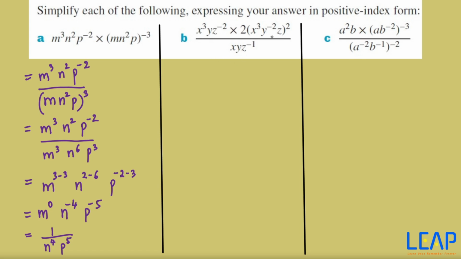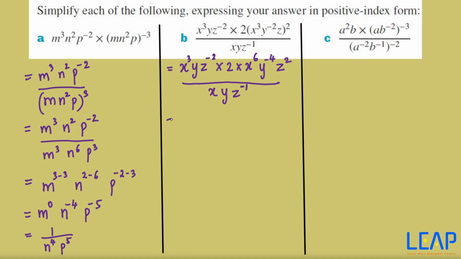You have to work with the second part of the question. So let's simplify. You have x cubed y z to the power -2 times 2 as it is. Now bring down the exponent here, and then you will see that it is x to the power of 3 times 2 is 6. And then you'll see y to the power of -2 times 2 is -4. And then z to the power of 2 over x, y, z to the power of -1.